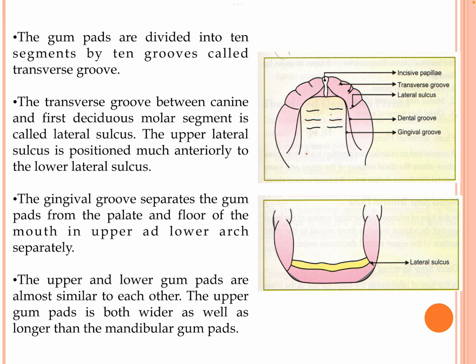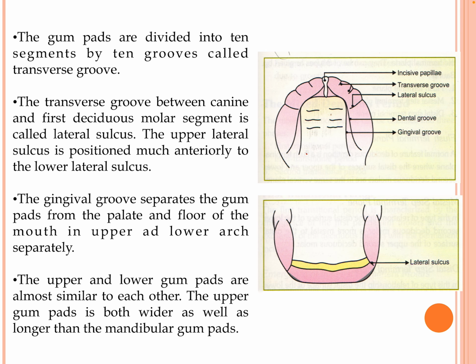The gum pads are divided into 10 segments by 10 grooves called the transverse grooves. Each of these grooves represents the developing tooth buds. The transverse groove between the canine and first deciduous molar is prominent, and that is known as the lateral sulcus. The upper lateral sulcus is positioned much anterior to the lower lateral sulcus.